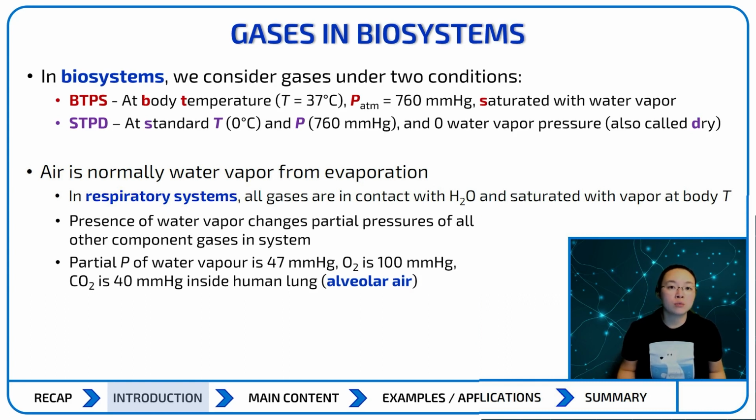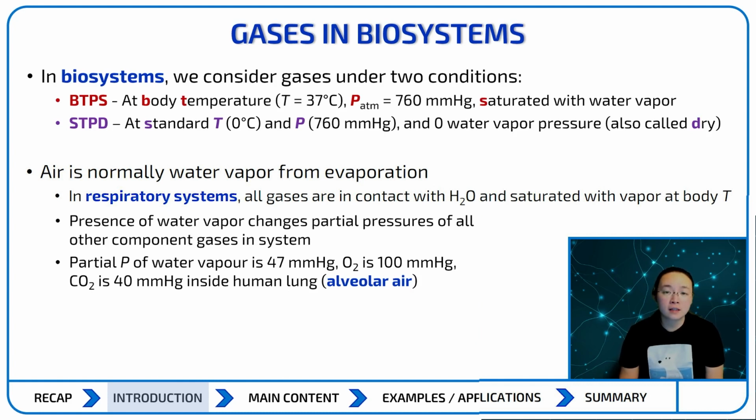So in our case, we really do want to focus on BTPS because all of our equations and calculations are based in a living system, which does have a lot of water vapor. The air that we breathe and the air that's around us normally contains water vapor from evaporation. In respiratory systems, all of your gases are in contact with water and are saturated with vapor at body temperature, 37 degrees. The presence of water vapor is going to change the partial pressures of all other components of gas in your system. So that's when we have to tie in partial pressure.